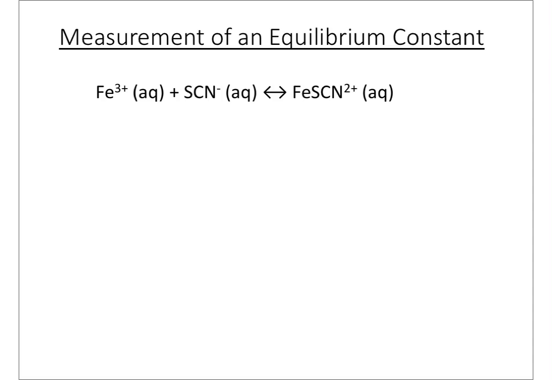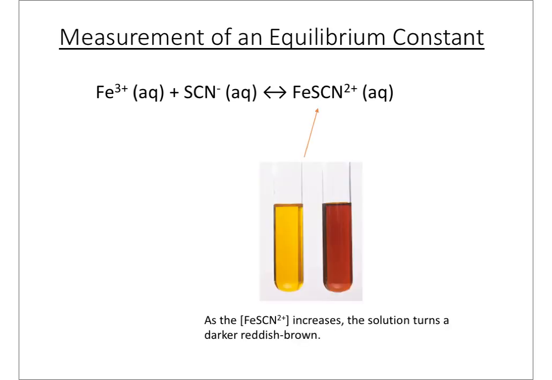Hello, we're here to discuss the measurement of an equilibrium constant lab. This lab involves the reaction of iron 3 plus ions reacting with thiocyanate anions and producing the product iron thiocyanate. Iron thiocyanate is a pretty neat product because depending on the concentration of this product, you will either have a yellowish color at low concentrations or a darker reddish brown color at high concentrations.